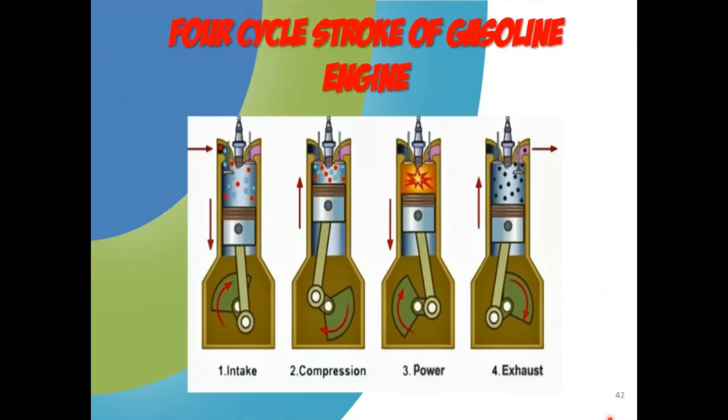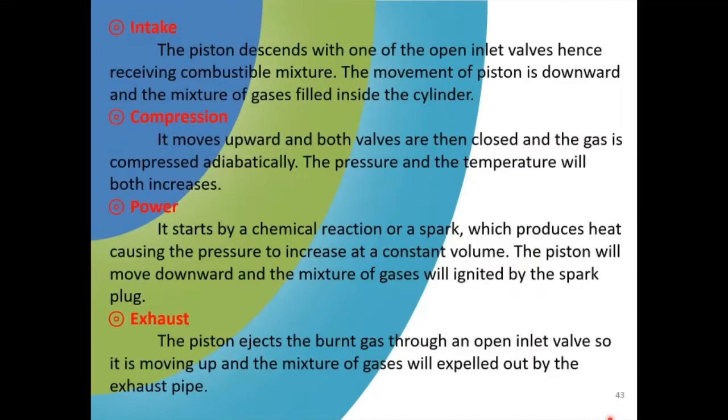So ayan na po siya. Tignan natin kung paano yung process ng first cycle stroke na gasoline engine na yan dito sa next slide. Kung sinabi nating intake, the piston descends with one of the open inlet valves, hence receiving combustible mixture. The movement of piston is downward and the mixture of gases fills inside the cylinder. In terms of compression, it moves upward and both valves are then closed and the gas is compressed adiabatically. It means hindi nakakapasok yung heat. The pressure and the temperature will both increase.